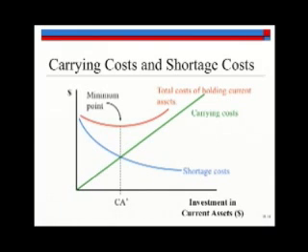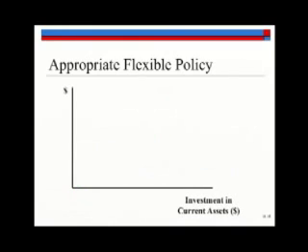Now, are we going to have a flexible policy where we have a large amount of current assets, or are we going to have a restrictive policy where we have a small amount of current assets? That really depends on the nature of those two curves working together. So let's see what happens if we have a flexible policy. In other words, let's look at what happens when it's optimal for us to have a lot of current assets.